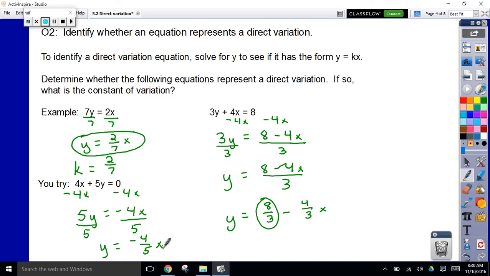Negative 4/5. So k is negative 4/5. This is the proper equation. K equals negative 4/5. Any questions about that? This one, so, yes, you would have to have the 0 minus 4.